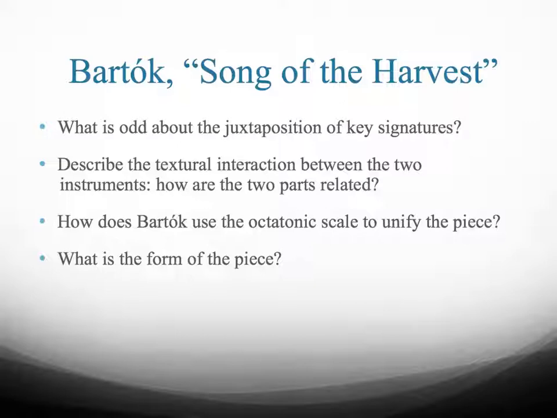In class, we'll apply the distinct transpositions of the octatonic scale in analyzing Bartók's Song of the Harvest for 2 violins. And in doing so, I'd like you to think about the following questions. What is odd about the juxtaposition of key signatures Bartók includes in this piece? And then think about the textural interaction between the 2 violins. How are the 2 parts related contrapuntally?